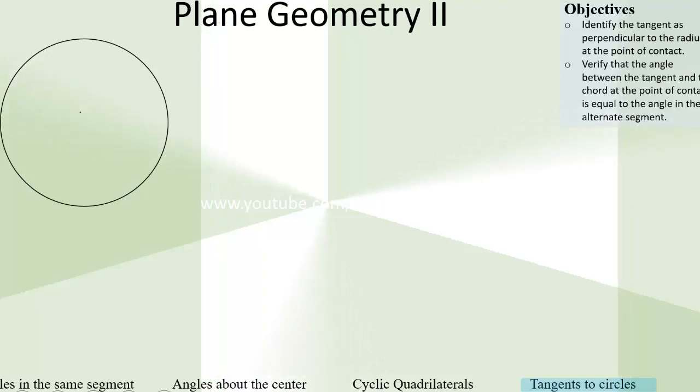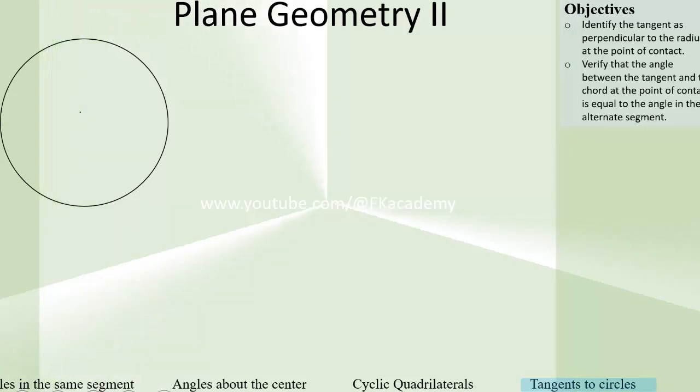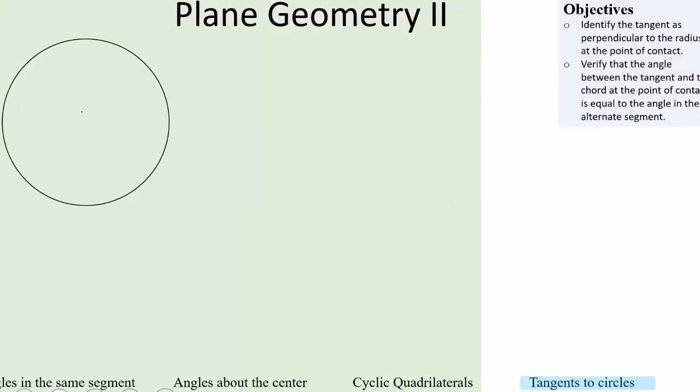Our objective in this video is to identify the tangent as perpendicular to the radius at the point of contact, and also verify that the angle between the tangent and the chord at the point of contact is equal to the angle in the alternate segment. Then we'll use this to solve two exam style questions. So let's begin.